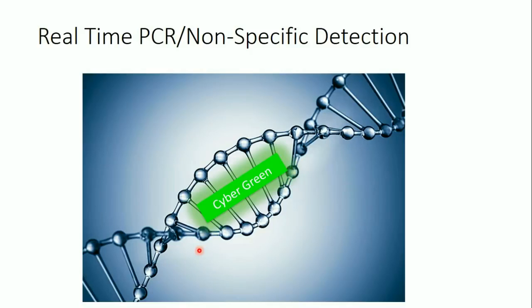Okay. So the cybergreen can absorb light at 497 nanometers and emits light at 520 nanometers. But the thing is that cybergreen is not specific. It's sensitive to double-stranded DNA in general, but it's not specific to a certain gene or to a certain sequence. So it can detect any double-stranded DNA in the medium.